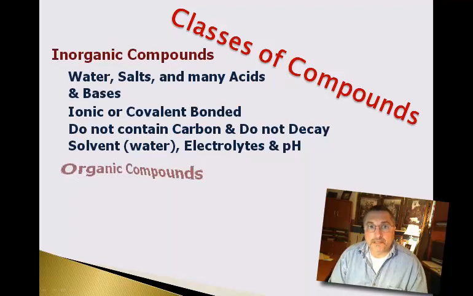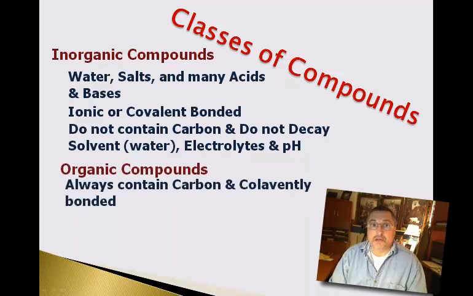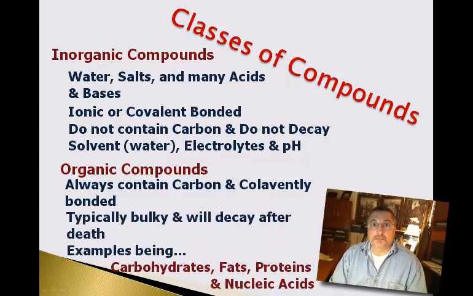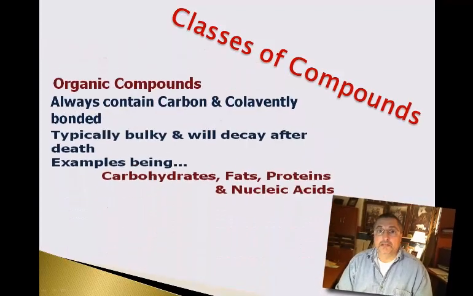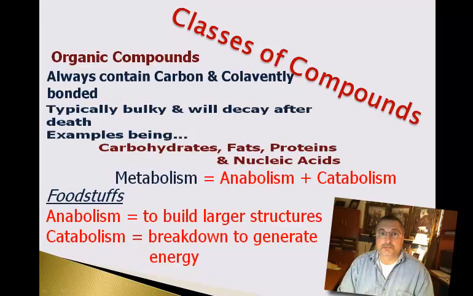Organic compounds, on the other hand, will always contain carbon, will always be covalently bonded, and typically are going to be quite bulky. Now, examples of organic compounds would be carbohydrates, fats, proteins, and nucleic acids. Now, they're going to be very essential to us in that they're going to be the foodstuffs, the building blocks that we're going to use to build larger structures in our body, such as cell membranes and tissues and organs.